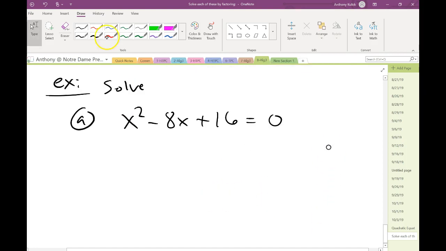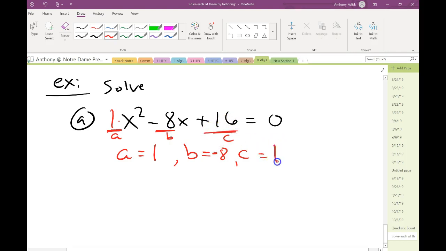Okay. So, first thing, let's make sure that we are good at identifying the values for A, B, and C. What's the value for A in this problem? 1. Good. Right? The A is the one out here that we don't ever have to write. What's the value for B? Negative 8. And the value for C is 16. Everybody happy with that?